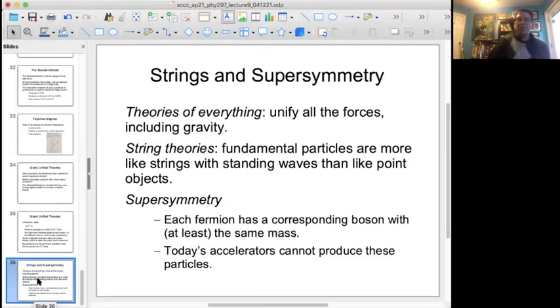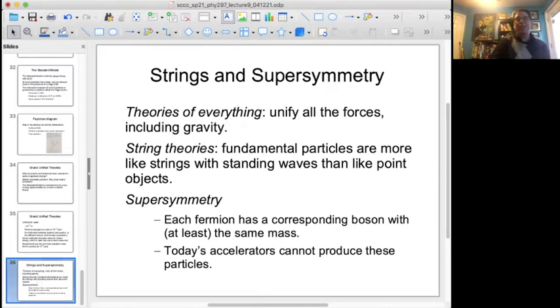And so each fermion has a corresponding boson, with at least the same mass, in supersymmetry. But today's accelerators cannot produce these particles. So on one hand, we have no way of knowing right now if supersymmetry is on the right track. But as you can see from this chapter, theory has led experiment by quite a bit in plenty of cases. So we will see what it all ultimately boils down to.